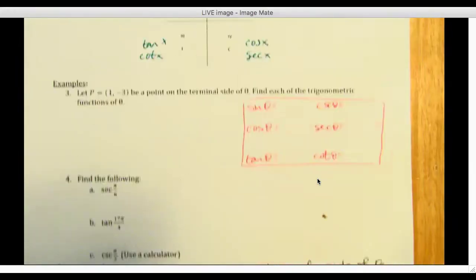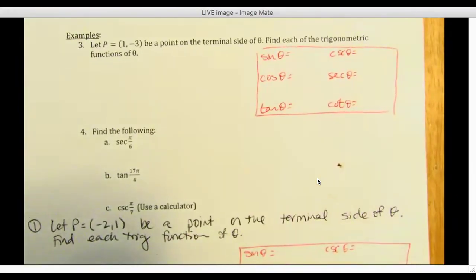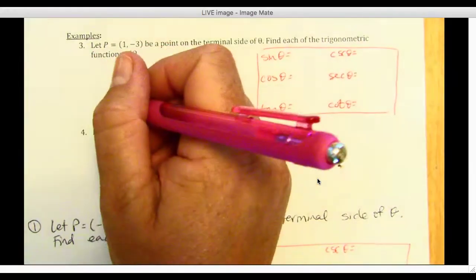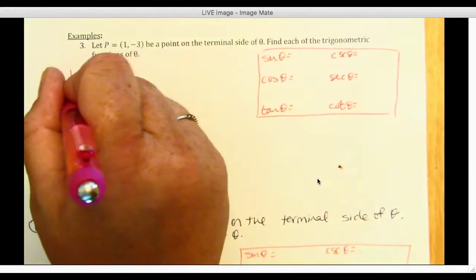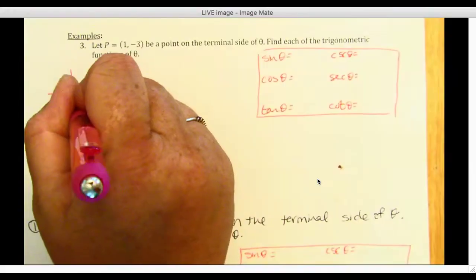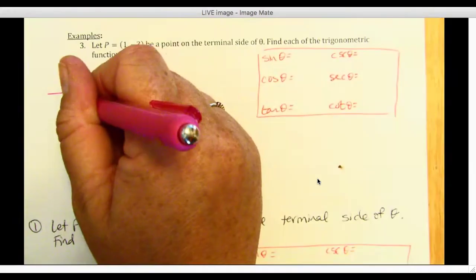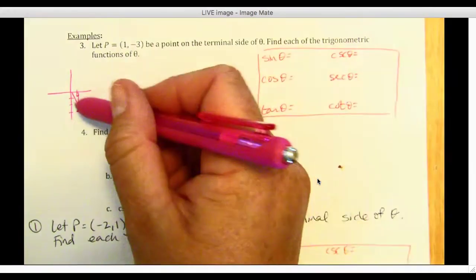So let's do another example. It says let P equal 1, negative 3 be a point on the terminal side of theta. Find each of the trig functions of theta. So here we have our point 1, negative 3. So let's go ahead and just plot that point really quickly. And 1, negative 3 right here in quadrant 4. And we want to draw our reference angle here. And so we're going to be using that triangle there.